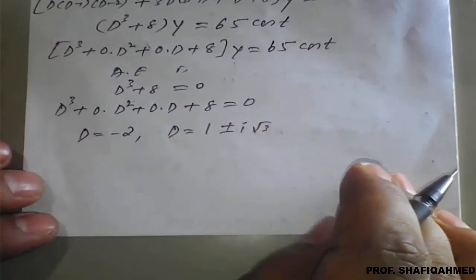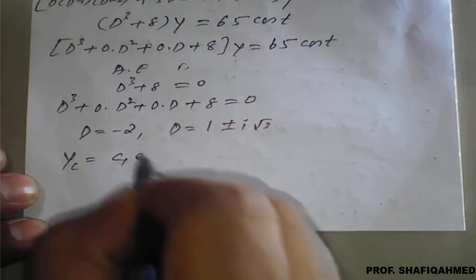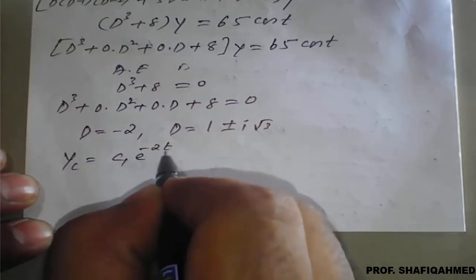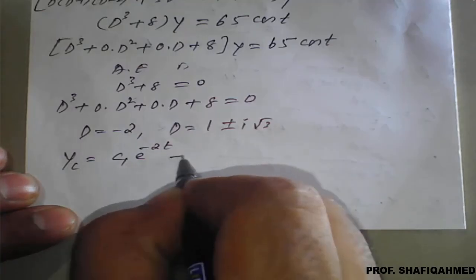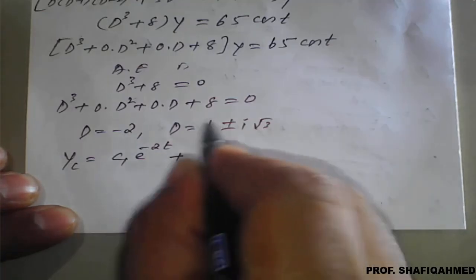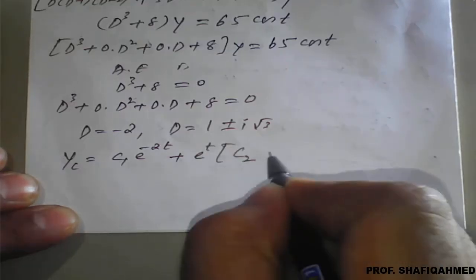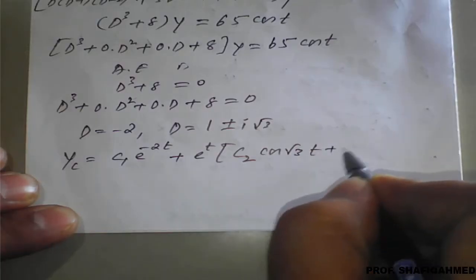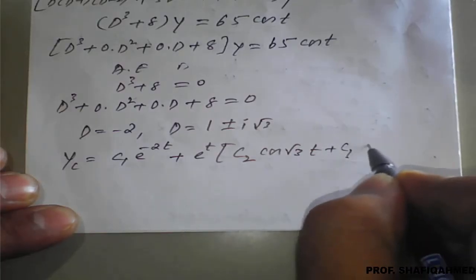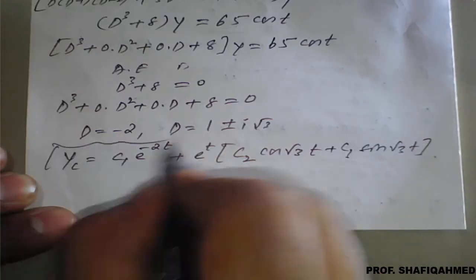So how to write the complementary function? yc is equal to C1 e raised to minus 2t. I am writing in terms of t because capital D stands for d by dt. Plus, this is a complex root with real part, so e raised to t bracket C2 cos of root 3t plus C3 sine of root 3t. So this is our complementary function.